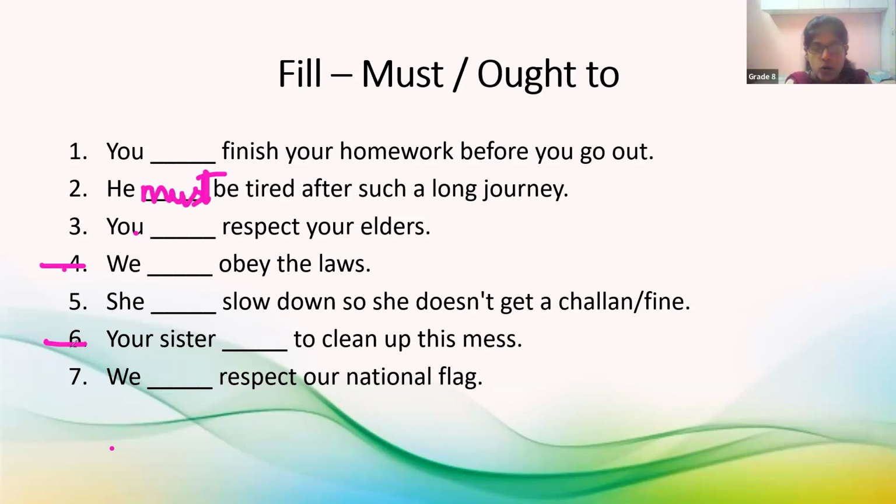Megha, go ahead for the 6th one. Ma'am, your sister ought to clean up this mess. Good, well done. Okay.